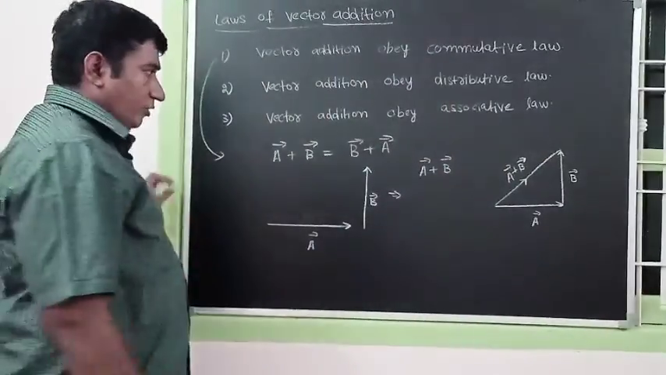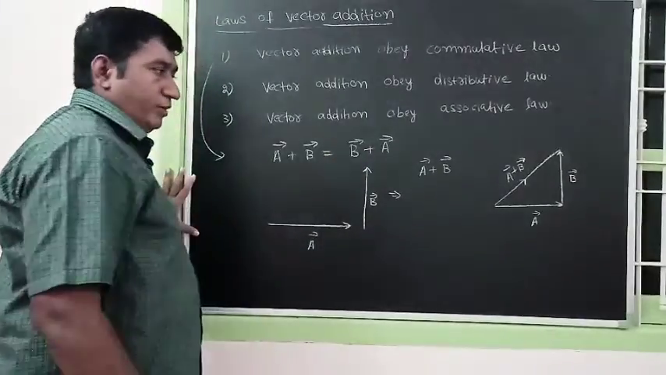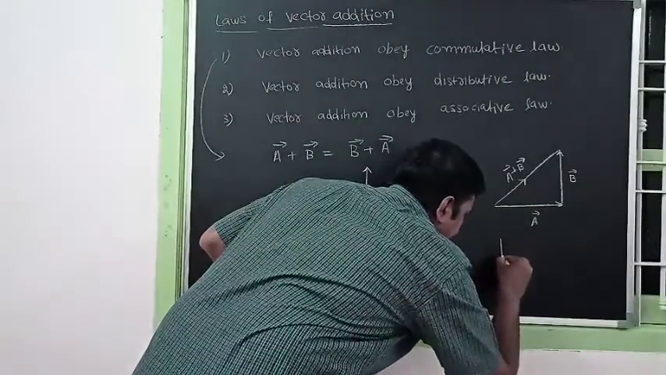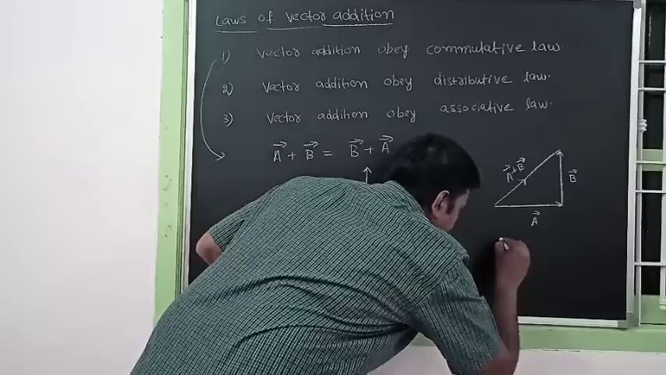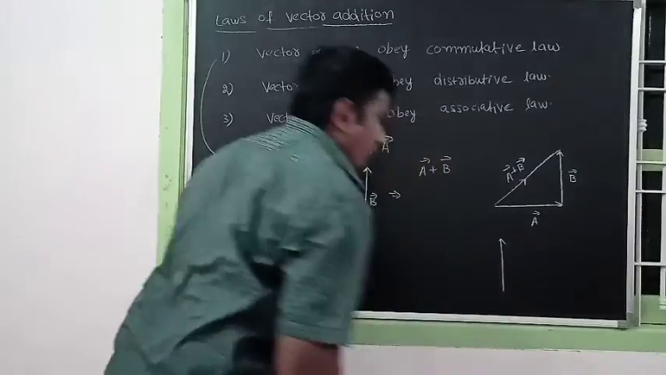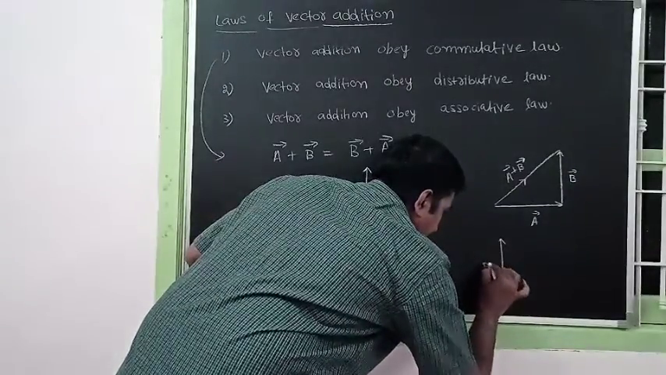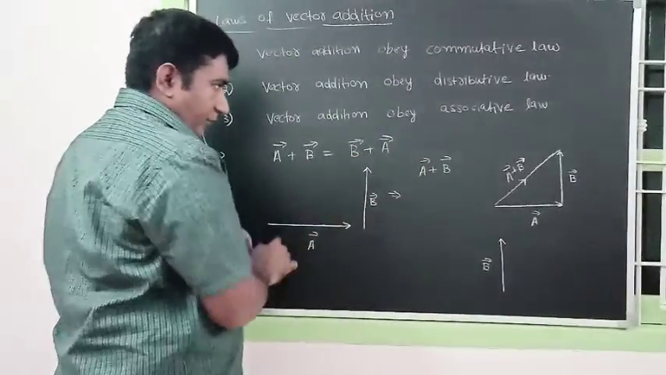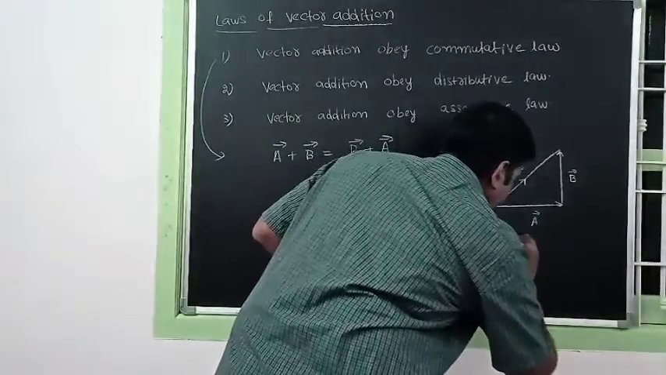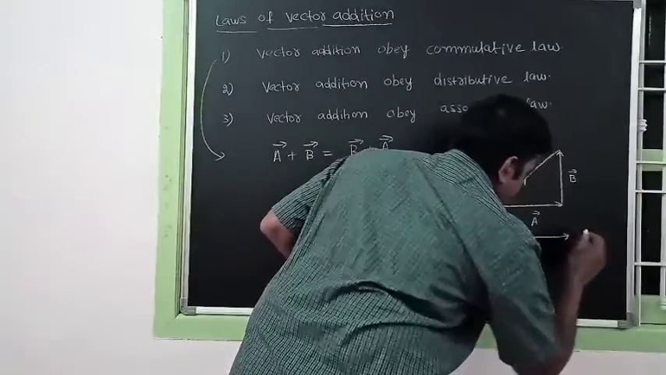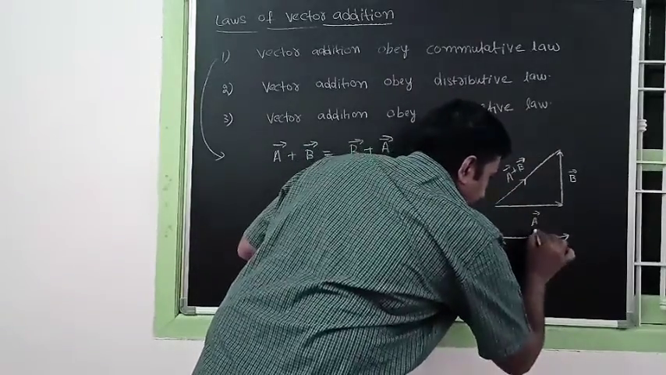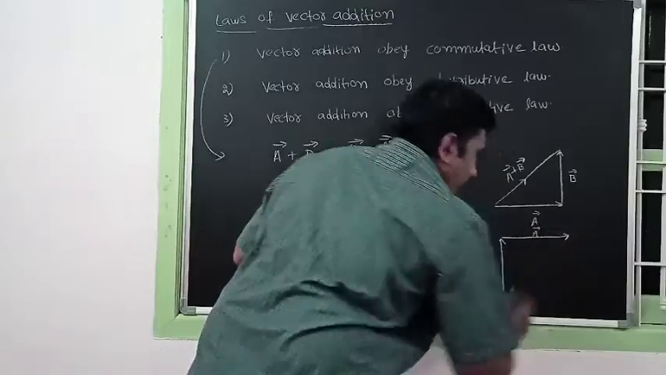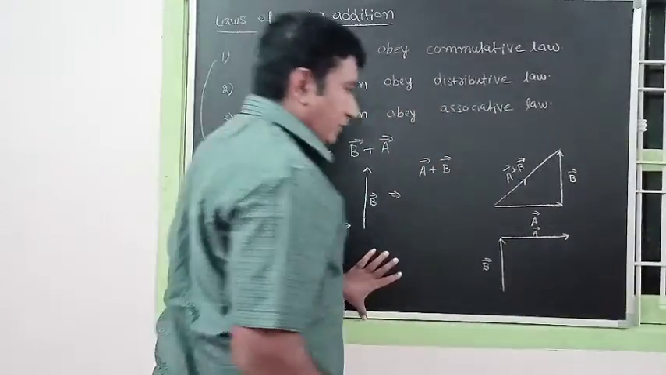Then what about B vector plus A vector? A vector of the same magnitude and same direction, so the B vector I have taken. To this B vector I have to add the A vector. The A vector is this. Because these are the same, this is the A vector. So then what is the resultant?